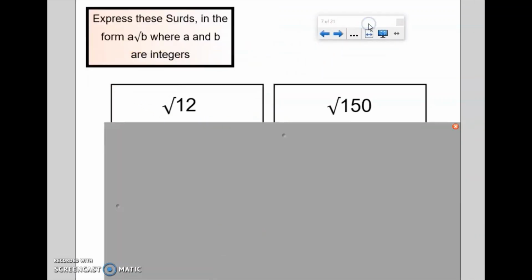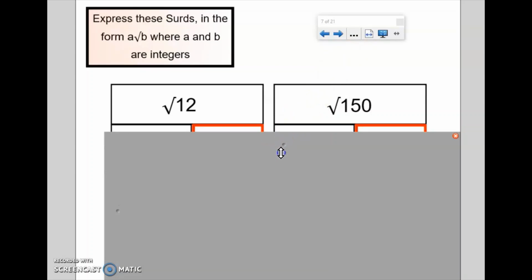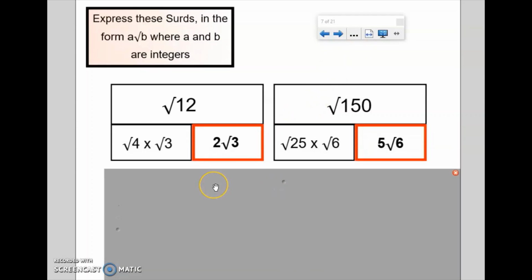Okay, here's 2 for you to do. If you pause the video, work out the simplified version of each surd. Okay, welcome back. I'll just show you my solutions. So for 12, we have split it into root 4 and root 3, and the 4 has simplified down to the 2 here. Over here, we split it into 25 and 6, and the root 25 has simplified down to the 5.